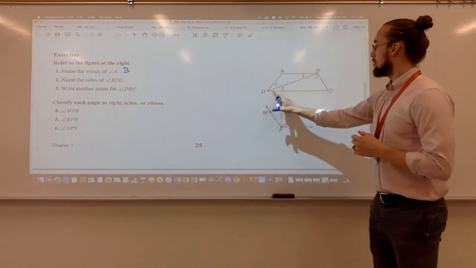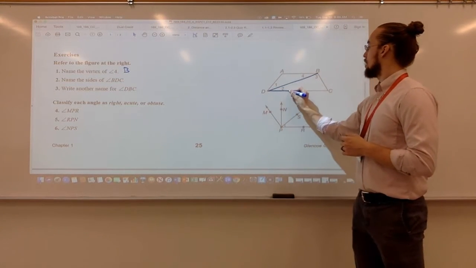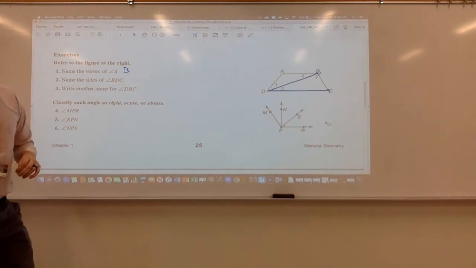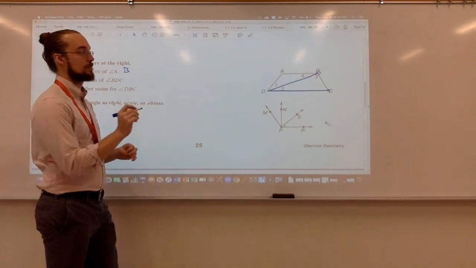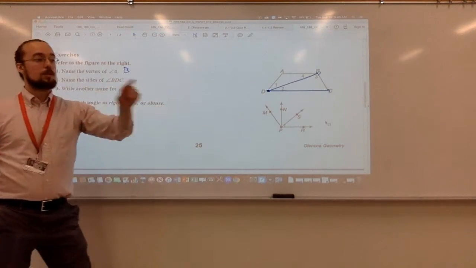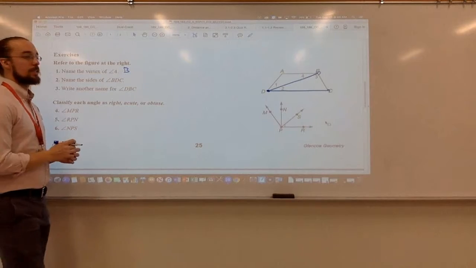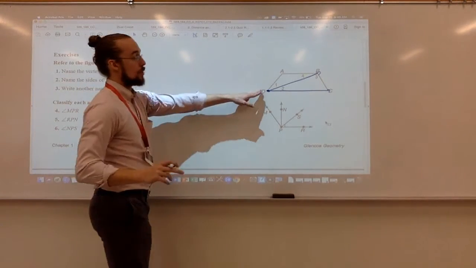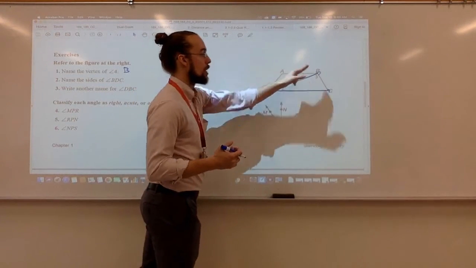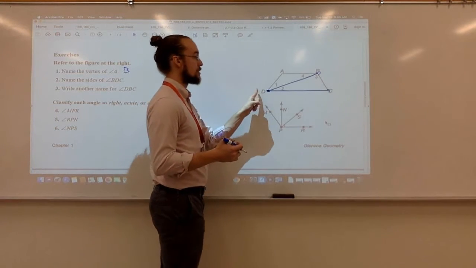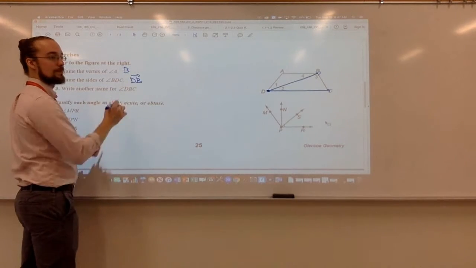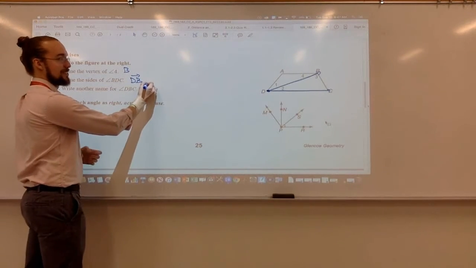The size then of angle BDC. So angle BDC is going to be this angle here. So DB and DC, right? So the vertex is at point D. Order does matter when I'm naming the sides. So I have to start at the vertex and say DB and DC.